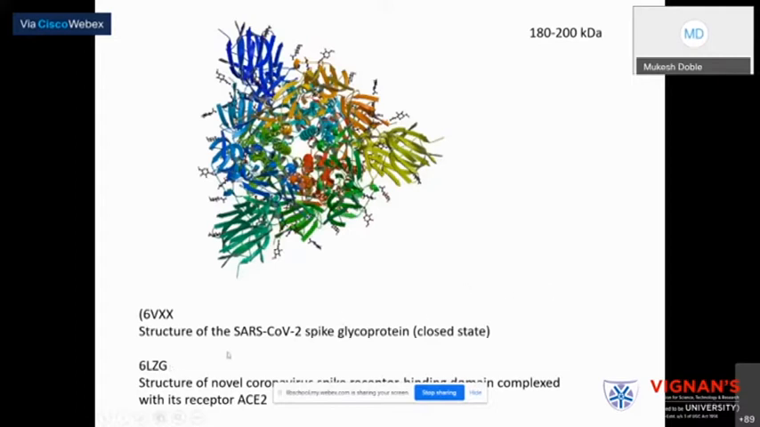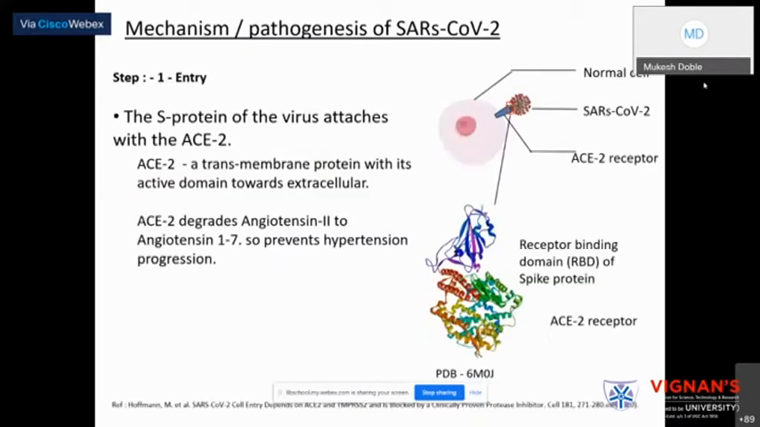It's a closed form. That means it does not have the ACE2, whereas XLZG has both the spike protein bound to ACE2 here. Okay, so it's more of a complex. So if you are interested, you can remove the spike protein and try to inhibit the ACE2 by designing new inhibitors. So you could do a lot of bioinformatics once you download these structures. Okay, so let's start with each one of them.